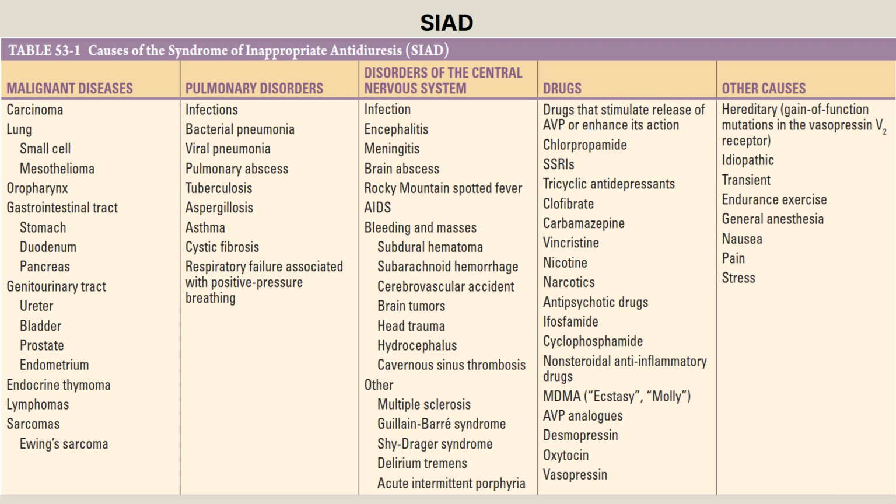with positive pressure breathing. Disorders of the central nervous system, including infection, encephalitis, meningitis, brain abscess, Rocky Mountain spotted fever, AIDS, bleeding and masses such as subdural hematoma, subarachnoid hemorrhage, cerebrovascular accidents, brain tumors, head traumas, hydrocephalus, cavernous sinus thrombosis. Others such as multiple sclerosis, Guillain-Barré syndrome, Shy-Drager syndrome, delirium tremens, acute intermittent porphyria.